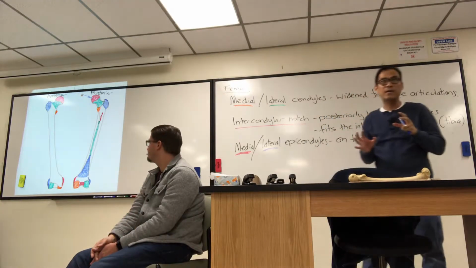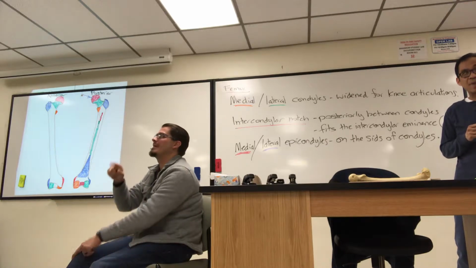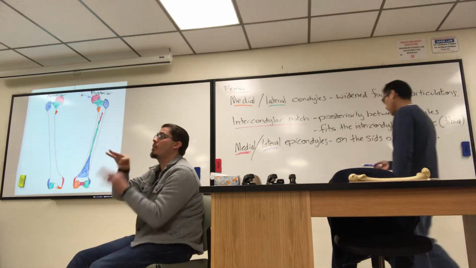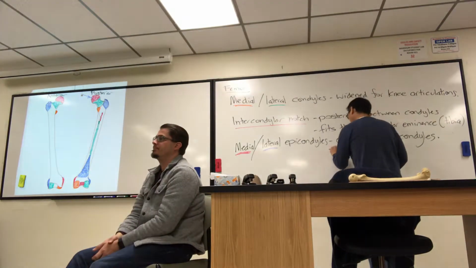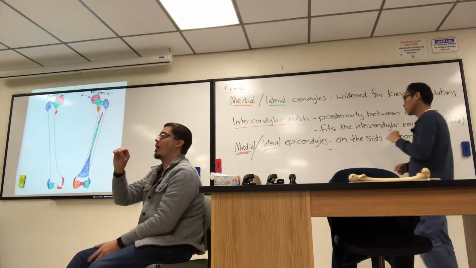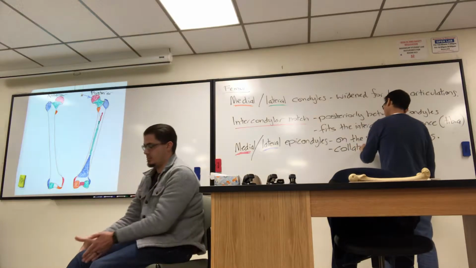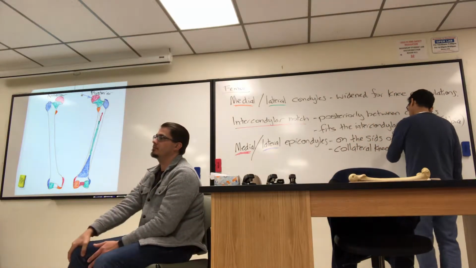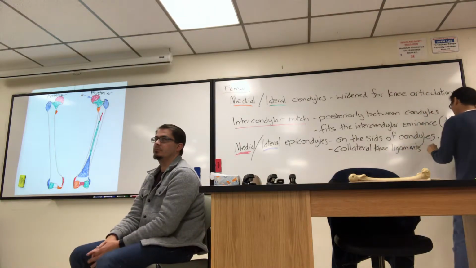There are knee ligaments that attach to the epicondyles. They're important for knee stabilization. So I'll get to them in just a minute here, but they're called the collateral ligaments. Collateral knee ligaments attached to the epicondyles.